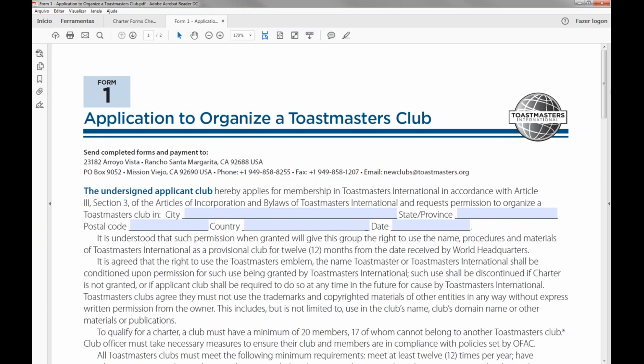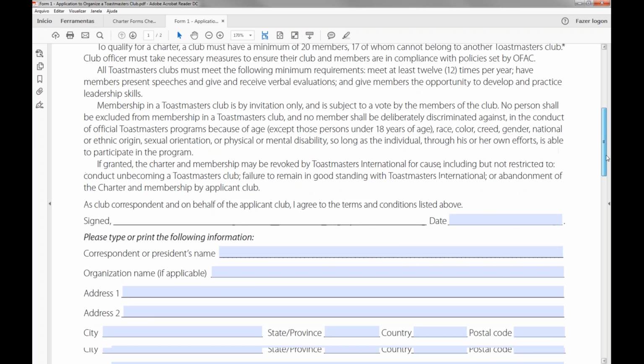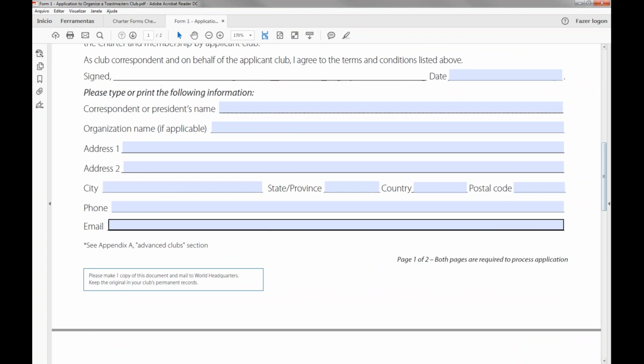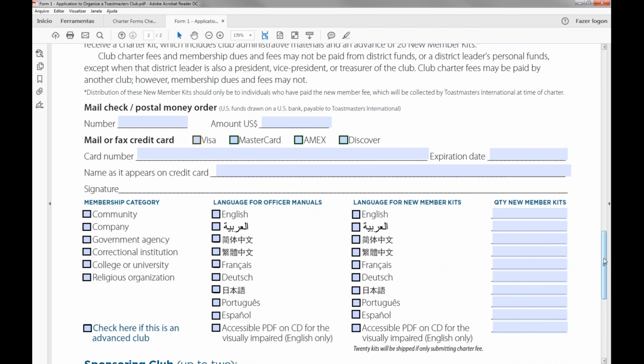Basically, this is a document where we say in which city we are going to meet, and at the end we fill in information about who is the correspondent or the president, and all the data needed to have a specific address. And we need to pay. When we do this, we are going to pay first of all 125 US dollars. When you fill out this application, put in your credit card and send it to Toastmasters International, they will ship you a box with 20 manuals to start the club and all the materials you need to run the demo session and the following ones.